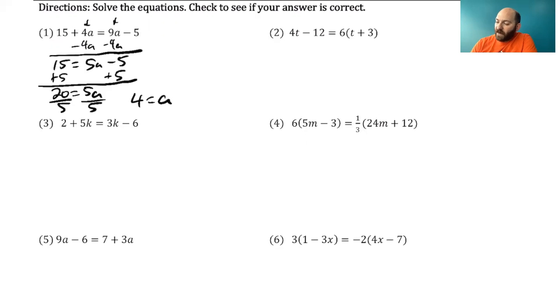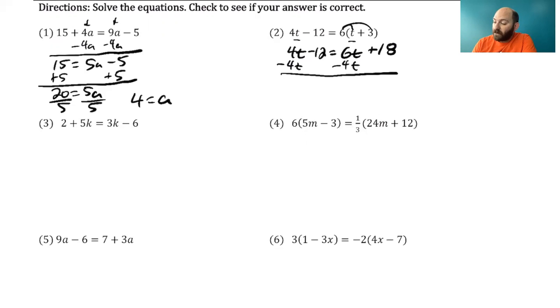For number 2, remember, if I have t showing up multiple times, I have to distribute here. So 4t minus 12 is equal to 6t plus 18. From there, again, 4 is smaller than 6, so I like doing it this way. Some people like to always put the variables on the left side, and that's totally fine too. You just sometimes deal with negative values. So I get -12 is equal to 2t plus 18. The only other things to combine would be the -12 and the 18, so I'm going to subtract 18 from the other side.